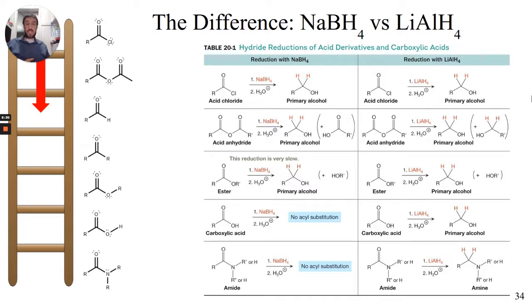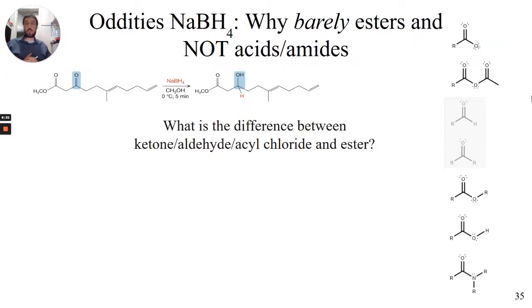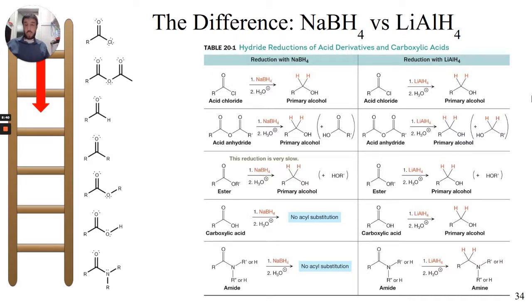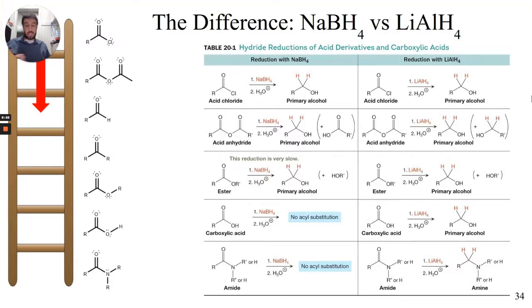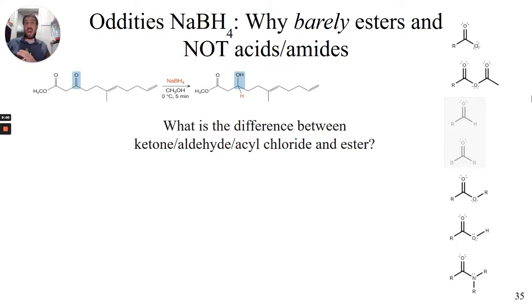Okay, so let's take a look at those two that didn't react, so our kind of oddities. So why would we expect the esters, and it says barely. If you note here, I would argue it's a bit misleading. They have this kind of grayed out. This reduction is very, very slow. Really what they're saying is that if you want to reduce an ester, don't use sodium borohydride because it doesn't work very well. But that still takes us to the point of why would esters react, but not the carboxylic acids or the amides.